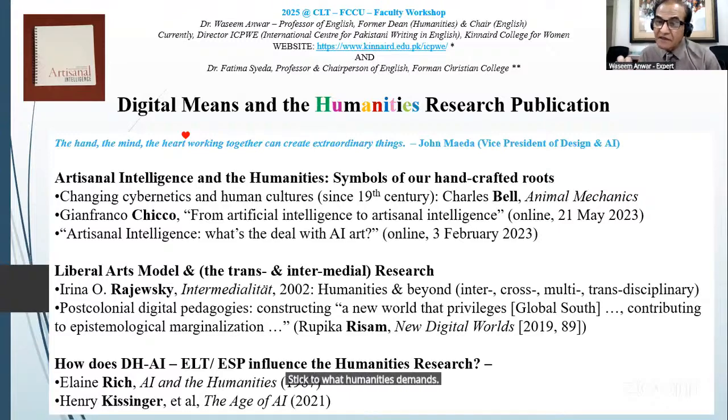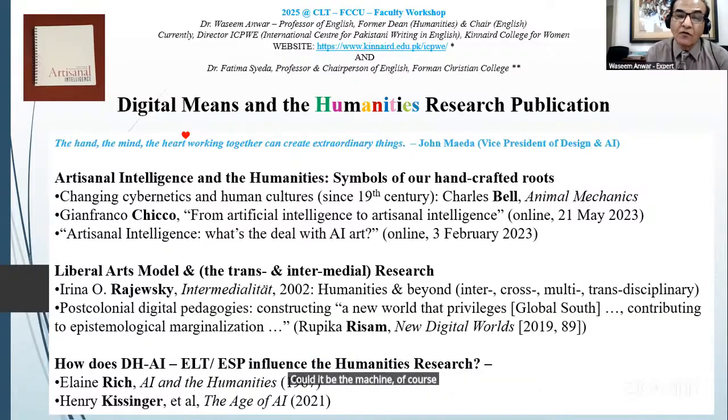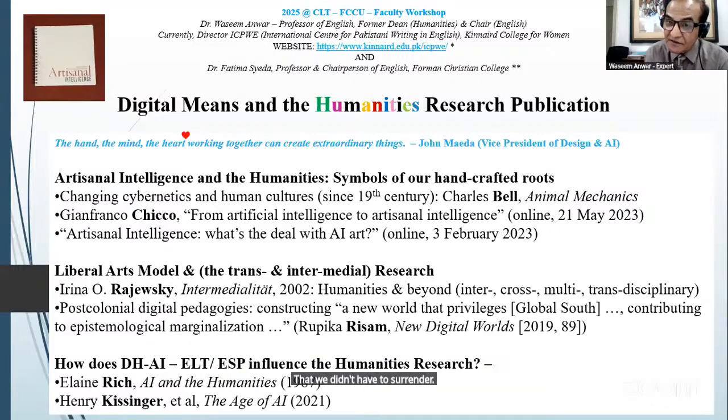What are we thinking about? Because if it is about philosophy, that means it is about critical thinking. And I don't think we can lose ground on critical thinking just because somebody is thinking for us. Could it be the machine, of course? That is where I go back to my point that we don't have to surrender human judgment. We have to judge ourselves by our own deeds, which is, of course, related to publications here.